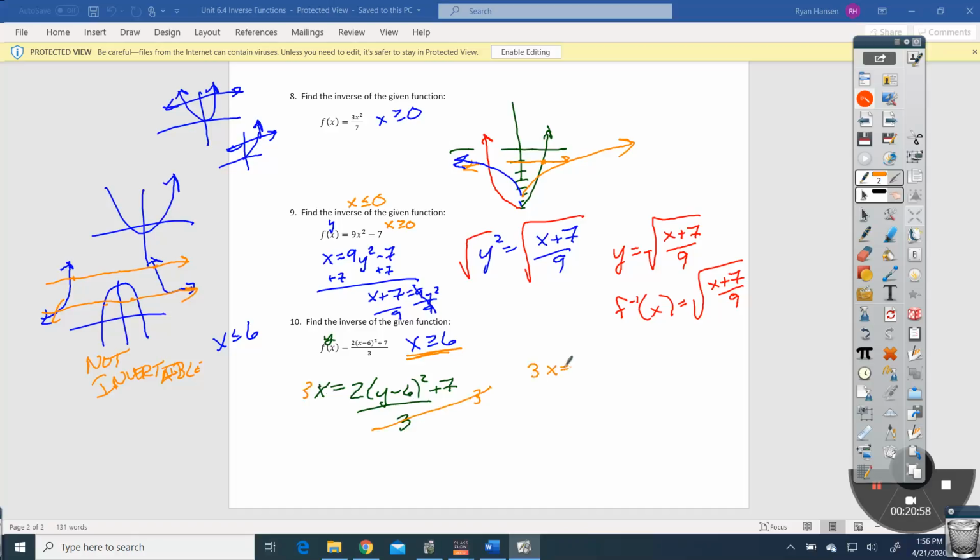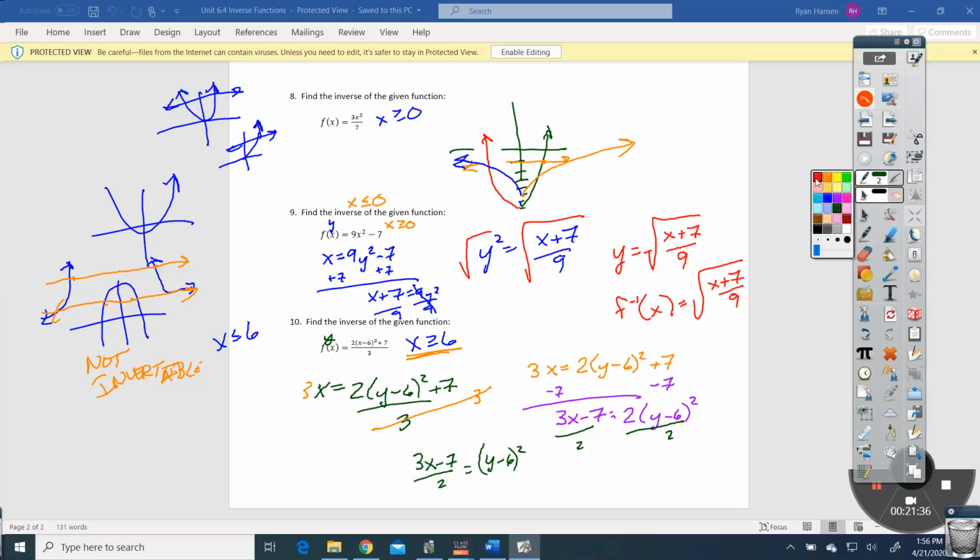So now I have 3x equals 2 parentheses y minus 6 squared plus 7. And now we want to get this stuff that's squared all by itself, so I'm going to get rid of this 7. So I minus the 7 from each side. So 3x minus 7 equals 2 parentheses y minus 6 squared. Now we're going to get rid of the 2 out here, so I divide everything by 2, running out of room. 3x minus 7 over 2 equals y minus 6 quantity squared.